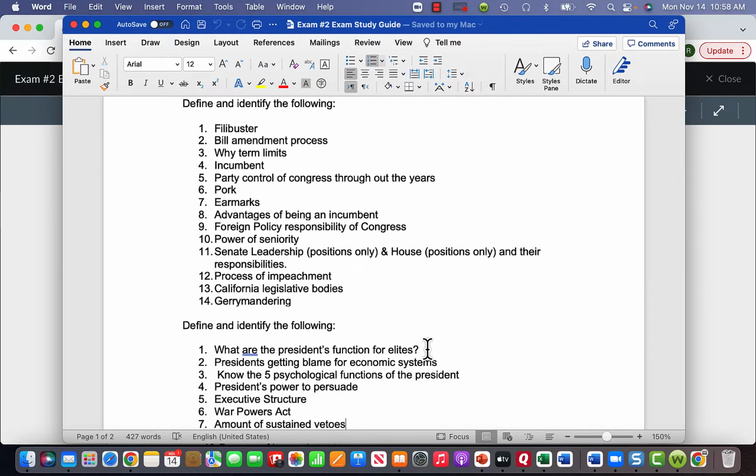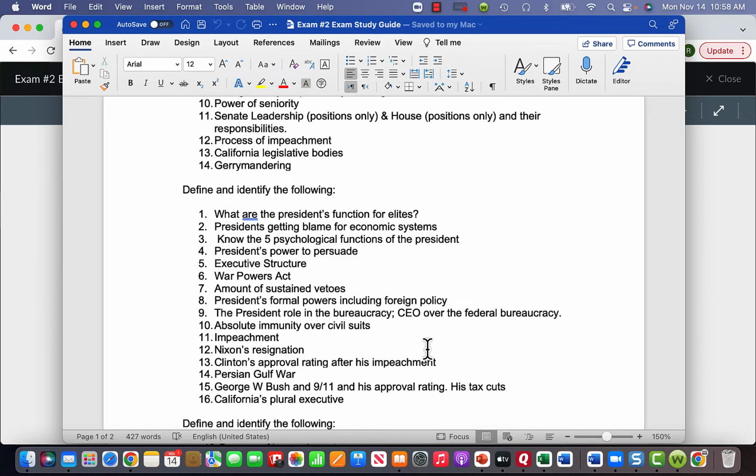Okay, so for Chapter 8, know what the president's functions for elites are. Maybe to pay attention to elite concerns. Presidents will get the blame for bad economic times, but generally they have little effect on what the economy can do. Just know the basic 5 functions of the president, the psychological functions that Greenstein spoke about. Be able to know that. You don't have to know each and every single detail about it, but generally know what their roles are.